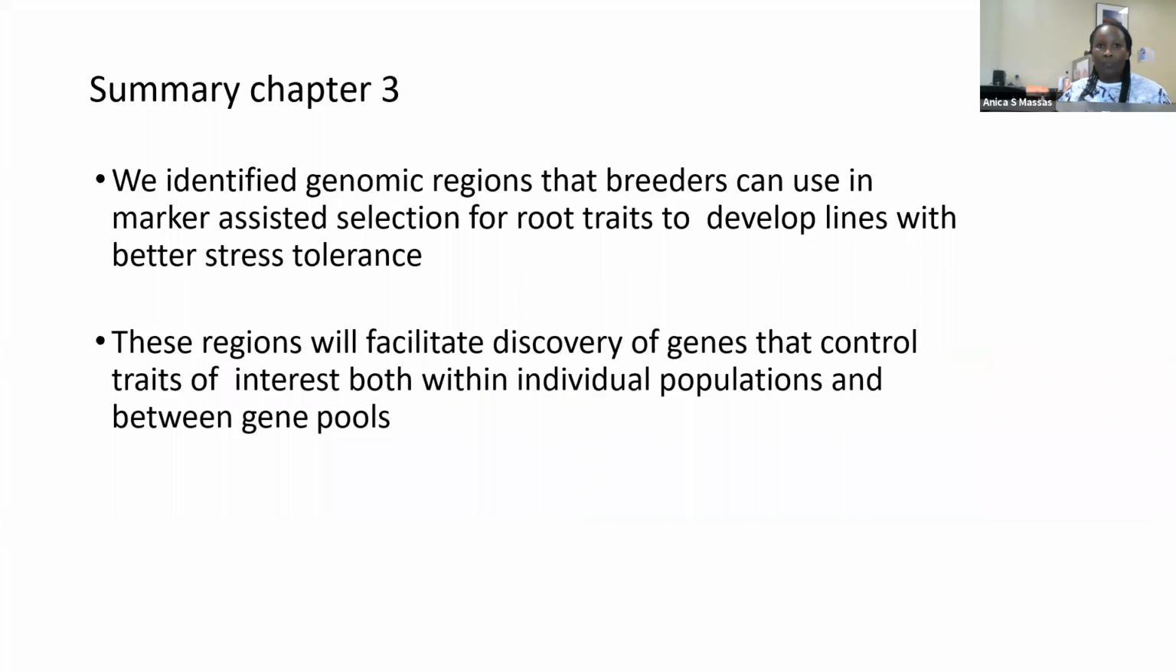So as a summary, we identified genomic regions that breeders can use in marker-assisted selection for root traits to develop lines with better stress tolerance. These regions will facilitate discovery of genes that control traits of interest both within populations and between gene pools.